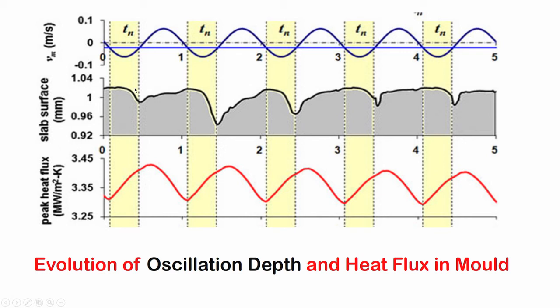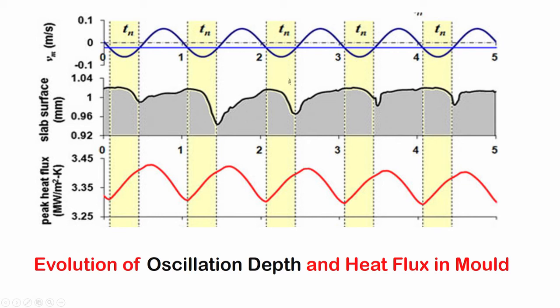So, the oscillation mark is forming, and this is the depth of the oscillation mark. When the negative strip time is starting, it is somewhere here, and when the negative strip time is getting completed, the maximum depth you will find here, in the first cycle. Again, during the positive strip time, the surface level is going up, that is the depth is coming down, and then in the next cycle of negative strip time, the depth is increasing. Here the depth is maximum, here the depth is maximum, here the depth is maximum.